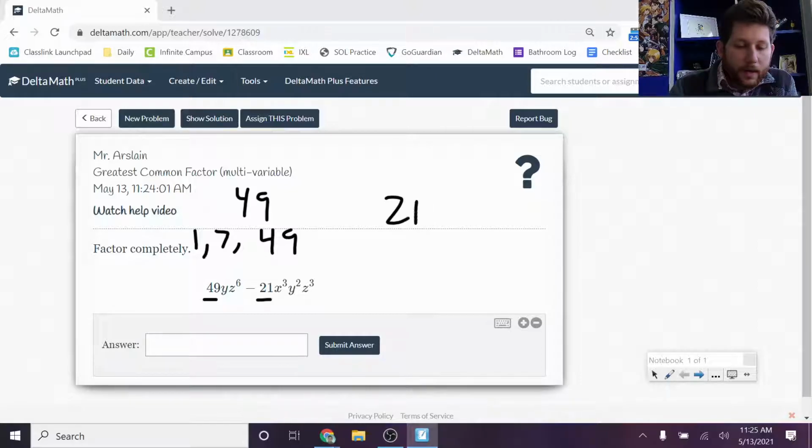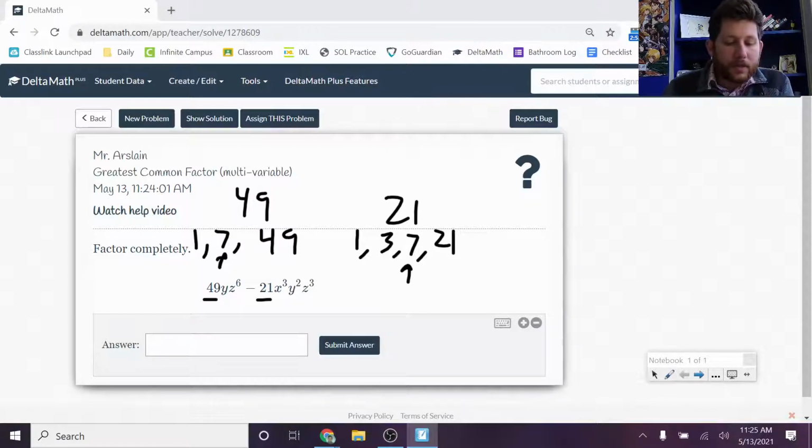Now let's take a look at my factors for 21. I've got 1, not 2, but 3 works, 3 times 7. So that tells you 7 works. 5 doesn't work, and that is going to wrap up 21. So I do notice that I have a common factor here of 7. Greatest common factor here of 7. So in my GCF that I'm listing, my GCF is going to have a 7 in it.